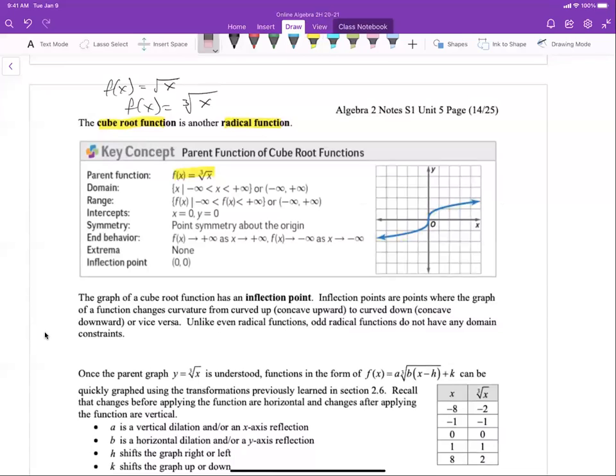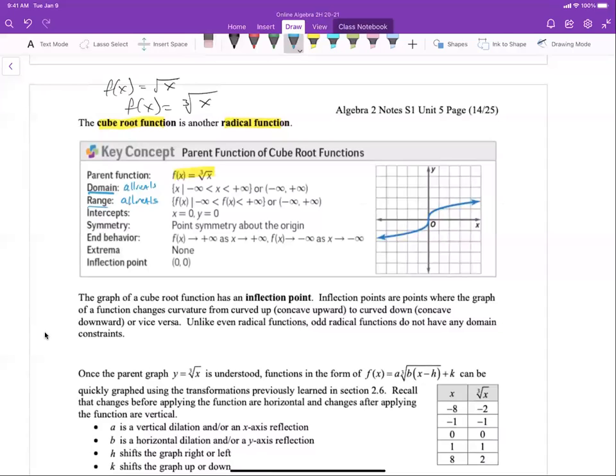And if you look at that graph, it has no values of x where it is undefined. So there is no restriction. The domain is all reals. You can see that because x goes from negative infinity all the way to positive infinity. And the same goes for the y values. The range is also all reals. There are no range restrictions on this particular function as well.